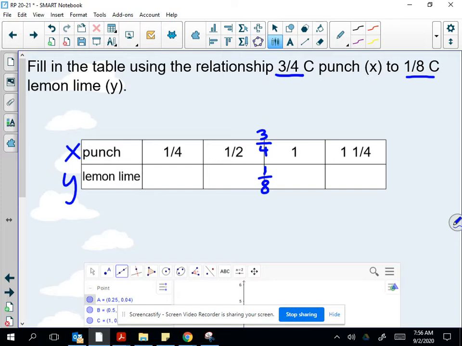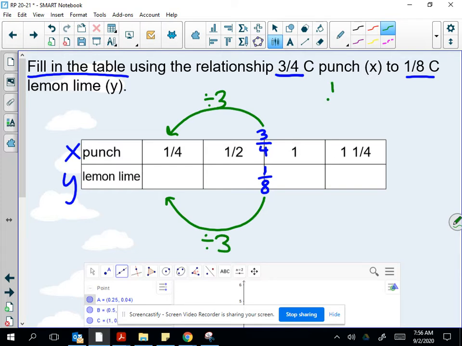Now I'm going to use scaling, or you could set up proportions, whatever method works for you. You use that method to continue filling in the table, since that's the directions we've been given. The first thing I'm noticing is here I have 3/4. If I want to get down to just having 1/4, I could divide this into 3 parts. Divide it by 3. So 3/4 divided by 3 equals 1/4. That means I need to take the value that corresponds to 3/4, which is 1/8, and I need to also divide it by 3.